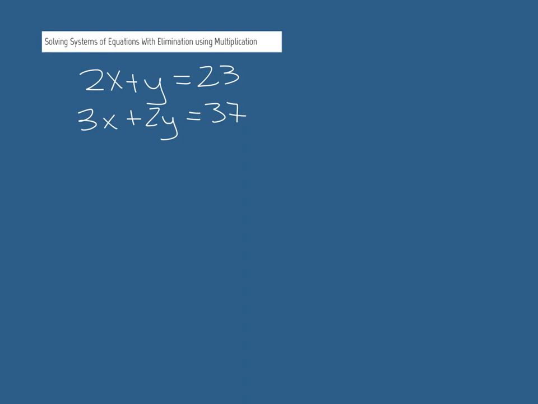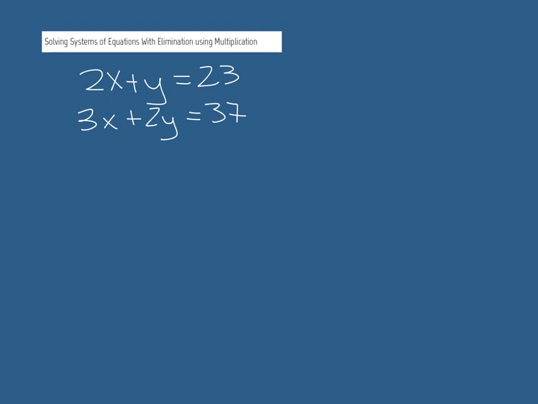Today I'll be showing you how to solve systems of equations with elimination using multiplication. In this problem we have 2x plus y equals 23 and 3x plus 2y equals 37. This is different from using elimination with addition and subtraction because you actually have to multiply in order to be able to eliminate one of the variables.